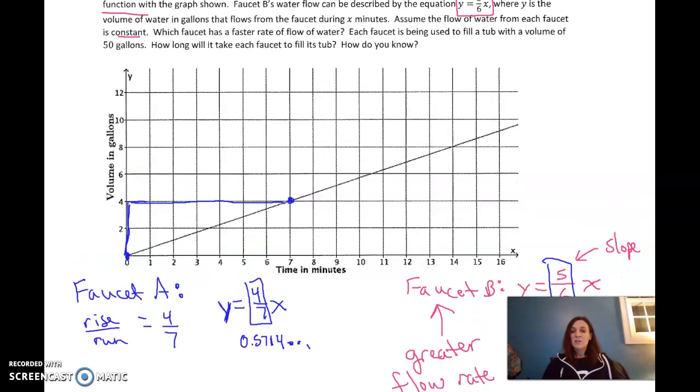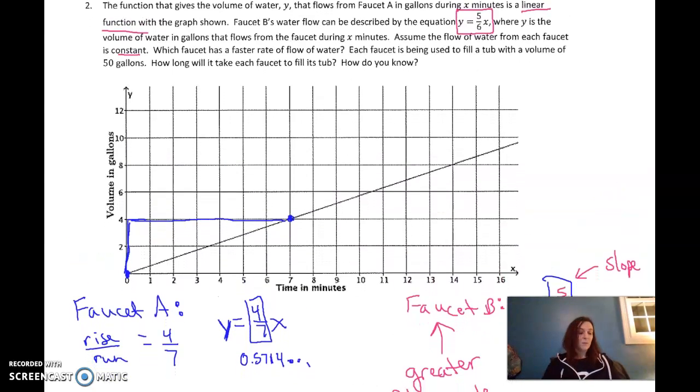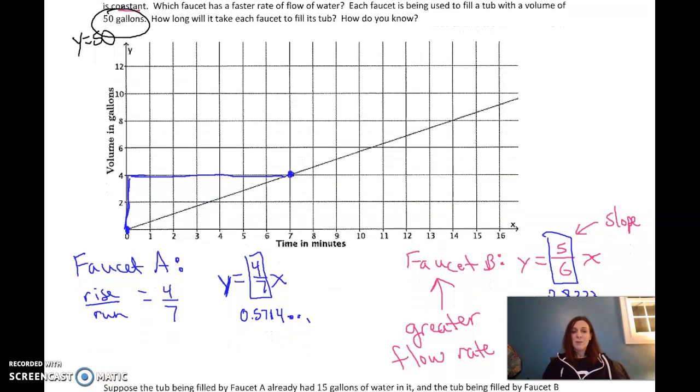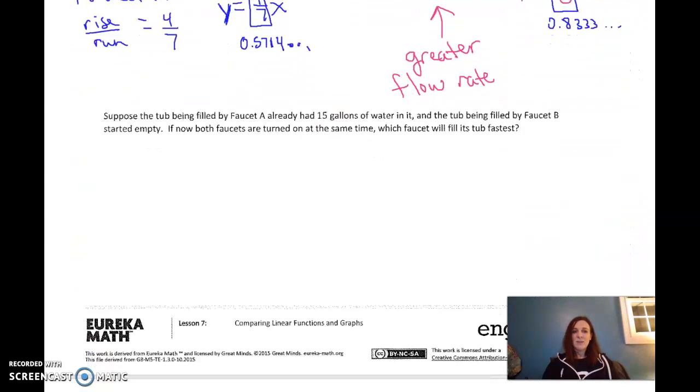Now we're going to talk about how each faucet is being used to fill a tub with a volume of 50 gallons. We'll answer these questions as we go along. But notice the gallons, that's Y. So when we say we're talking about 50 gallons, we're talking about y equals 50. Don't always put things in for x. So I'm going to combine that with this down here.